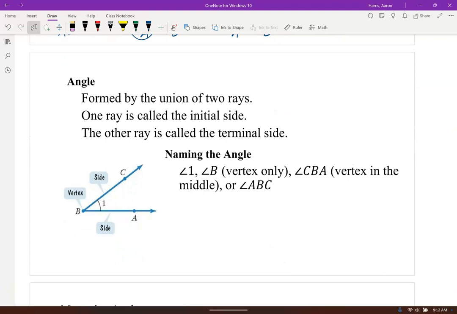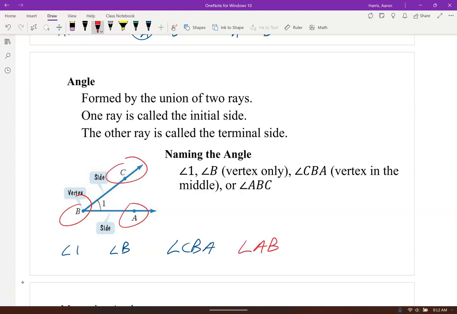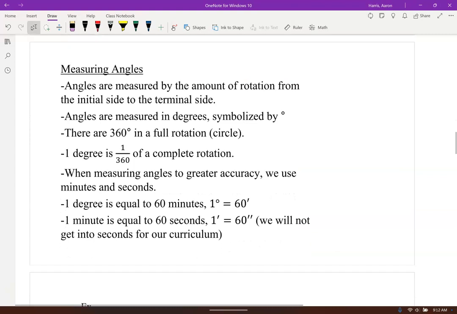An angle, we can name an angle in a multitude of ways. So we can say angle 1, using the 1 right there. We can also use the vertex. We can say angle B. We can also go from CBA, so angle CBA, you put that vertex in the middle, or you can go angle ABC. Again, the vertex has got to be in the middle if you do it that way, right? So those are 4 different ways to name an angle.